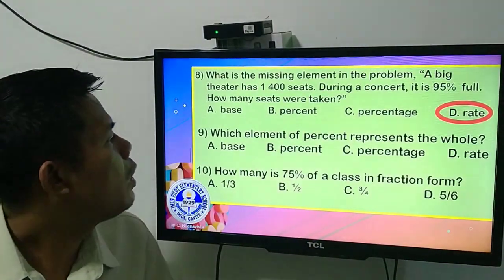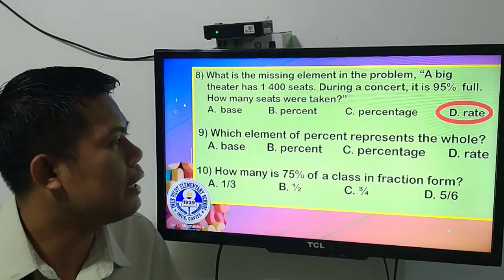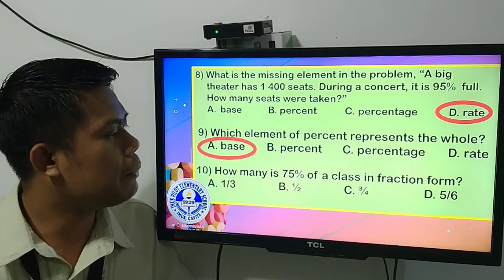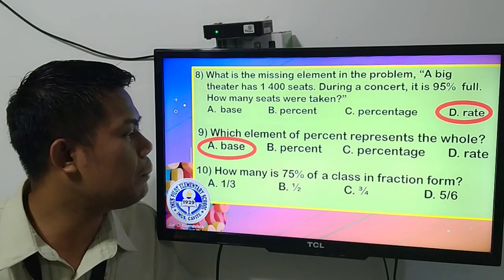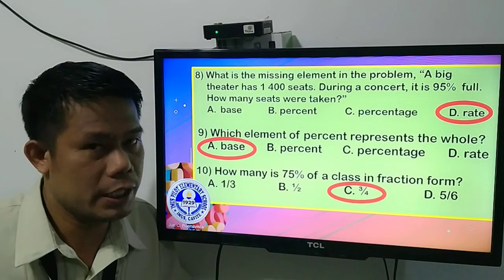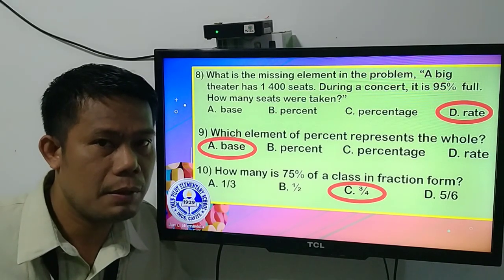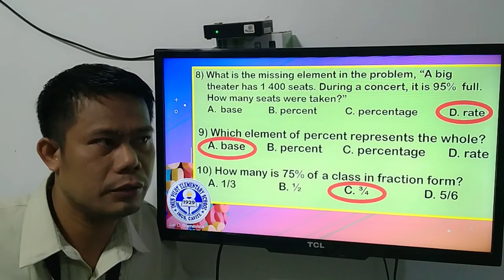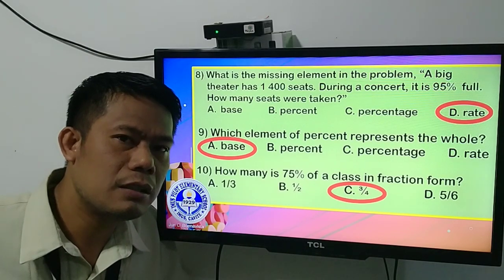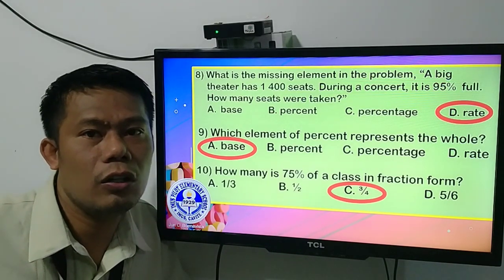Okay. Number 9, which element of percent represents the whole? What is our whole? The base, letter A. Then, the last number, number 10, how many is 75% of the class in fraction form? So, 75% in fraction form is 75 hundredths, in lowest terms, that is 3/4. Okay, so many got the perfect score. But some of you got the lowest score. I have one, I remember one learner whose score is only 1.